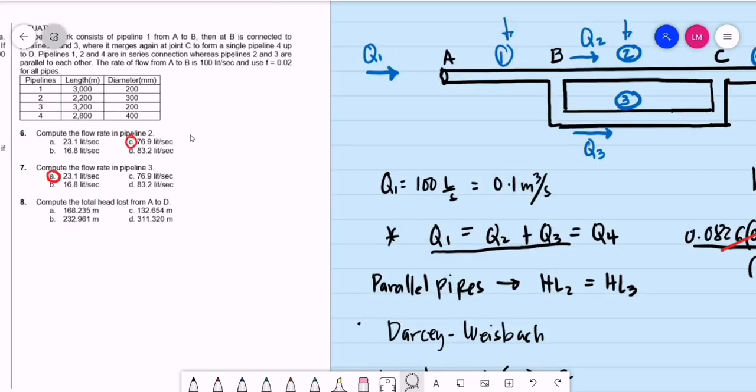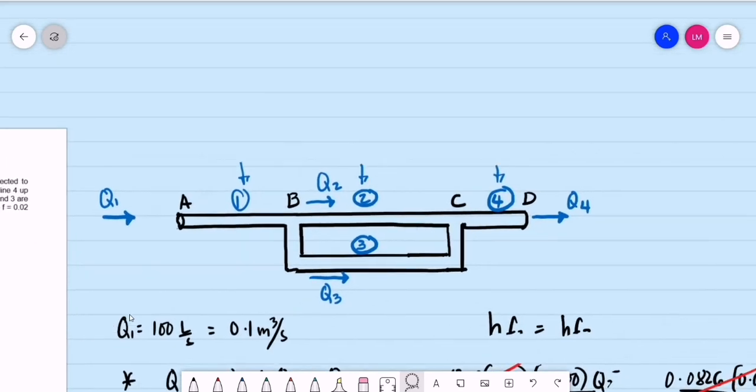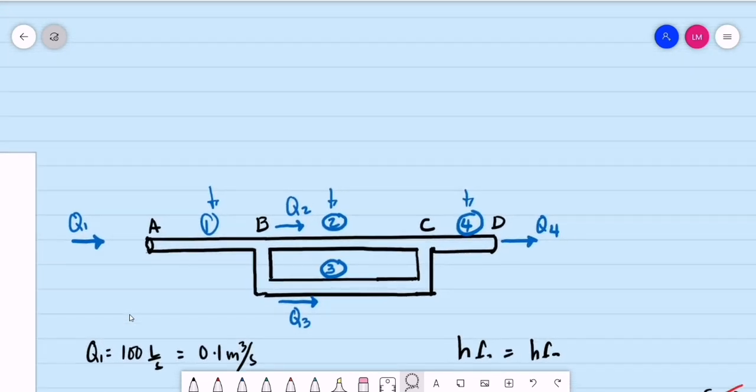Okay, so this is for question number 8. Compute the total head loss from A to D. So we are considering 3 head losses for this case. That is the head loss for pipeline number 1. Let's say this is head loss 1. Then, for parallel pipes, we are just considering 1 head loss. So it's either we are using head loss 2 or head loss number 3. So we are using just 1. Then for the last pipeline, that will be the head loss for pipeline number 4.